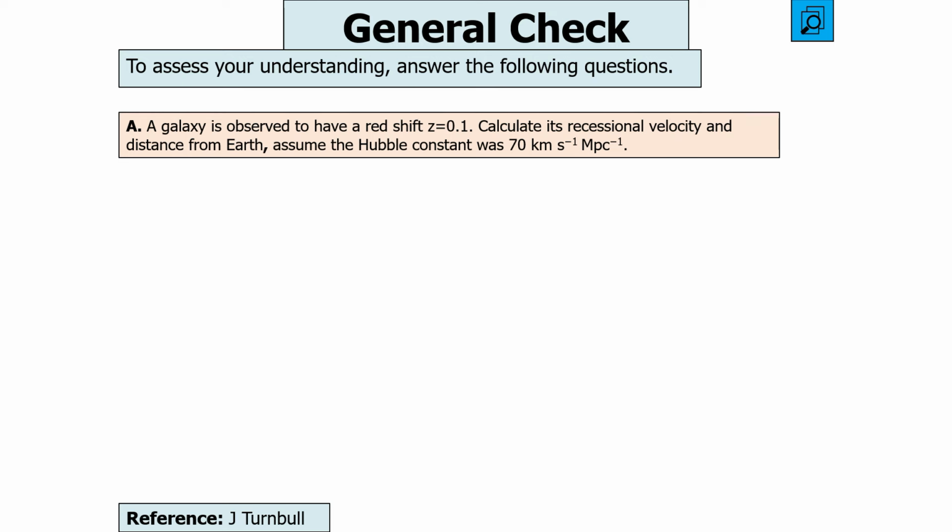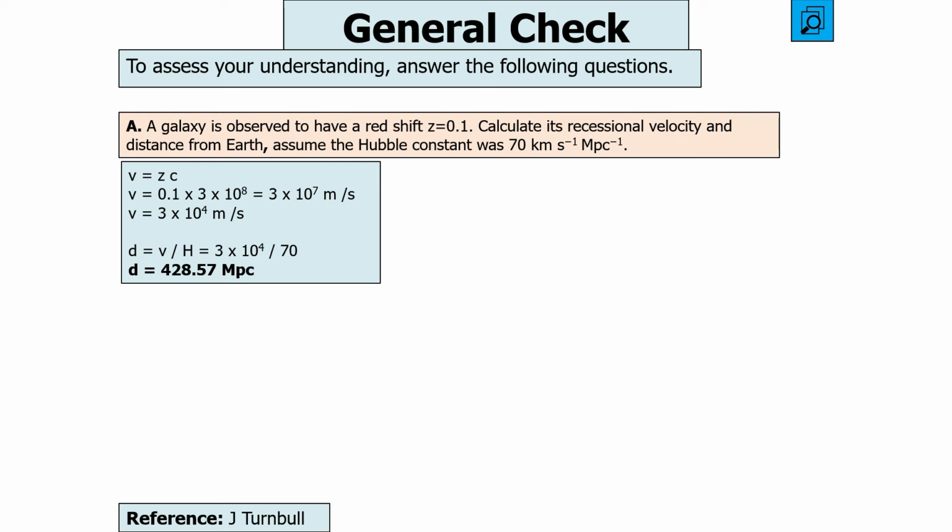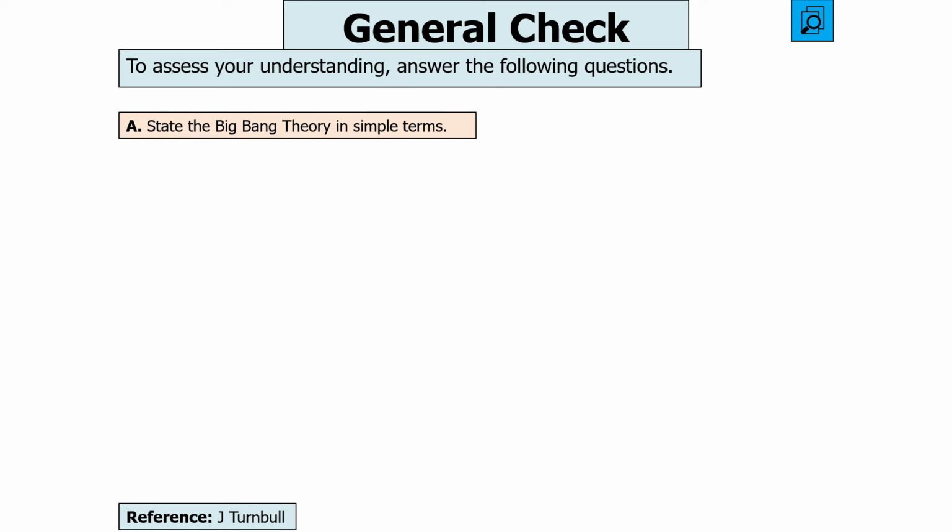A galaxy is observed to have a redshift of 0.1. Calculate the recession velocity and the distance from the Earth, assuming the Hubble constant is 70 km per second per megaparsec. We know v = zc, so therefore v is 3 times 10^7 meters per second, which is 3 times 10^4 kilometers per second. So therefore d = v/H, so it's 3 times 10^4 over 70, which is 428.57 megaparsecs.